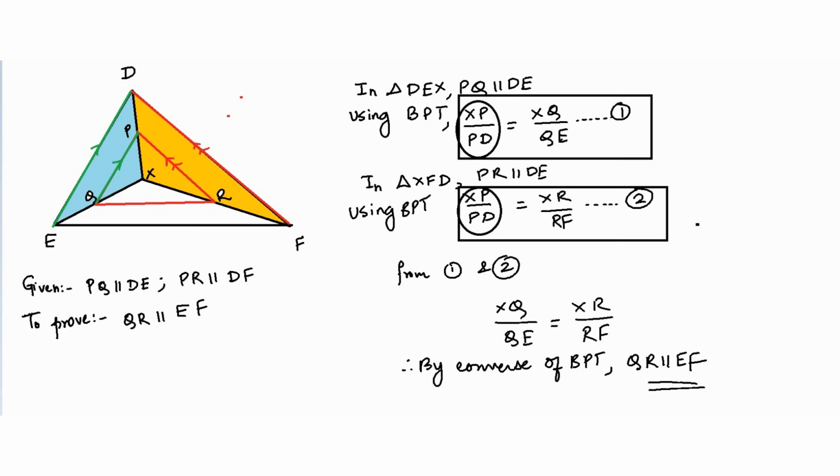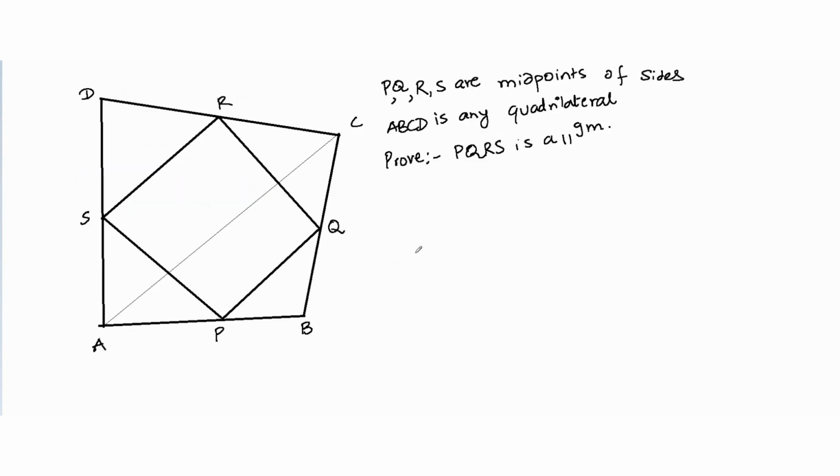Moving on to the next question. Let us take a look at the following question. P, Q, R, S are the midpoints of the sides of any quadrilateral ABCD.